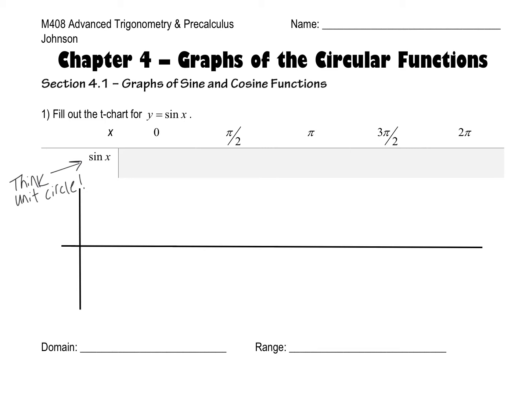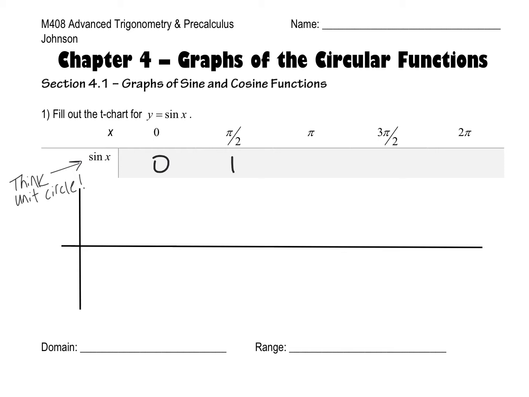So do you know what the sine of 0 is? Think about the unit circle, 0 degrees. What's the y value there? The y value happens to be 0. What about at pi over 2? Remember how sine is y over r, and the r is always 1 for the unit circle, and so the y value at pi over 2 is 1. 1 over 1 is 1.